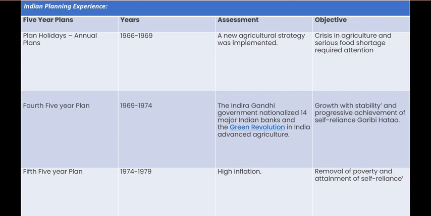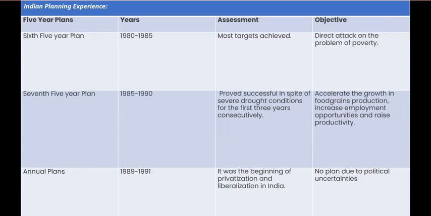The seventh five-year plan began in 1985 and ended in 1990. It had an objective of emphasis on policies and programs that would achieve the growth in food grains production, increase employment opportunities, and raise productivity. With a growth rate of 6%, this plan was proved successful in spite of severe drought conditions for the first 3 years consecutively. This plan introduced programs like Jawahar Rozgar Yojana.